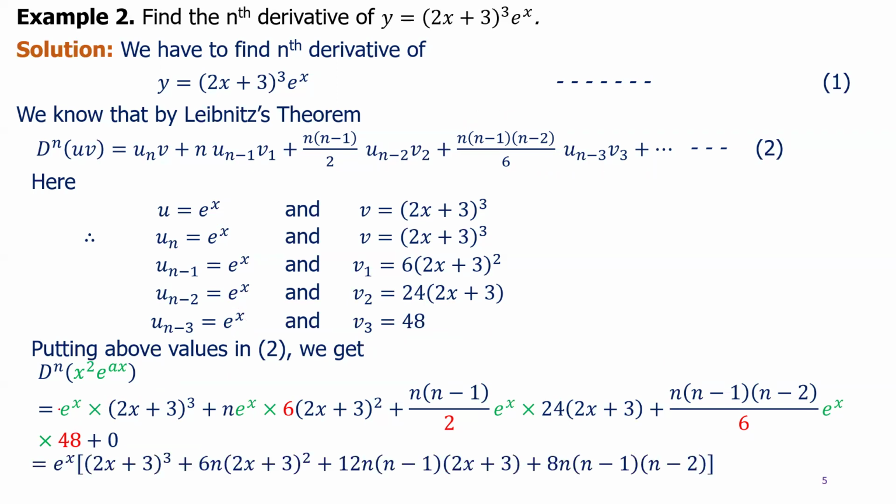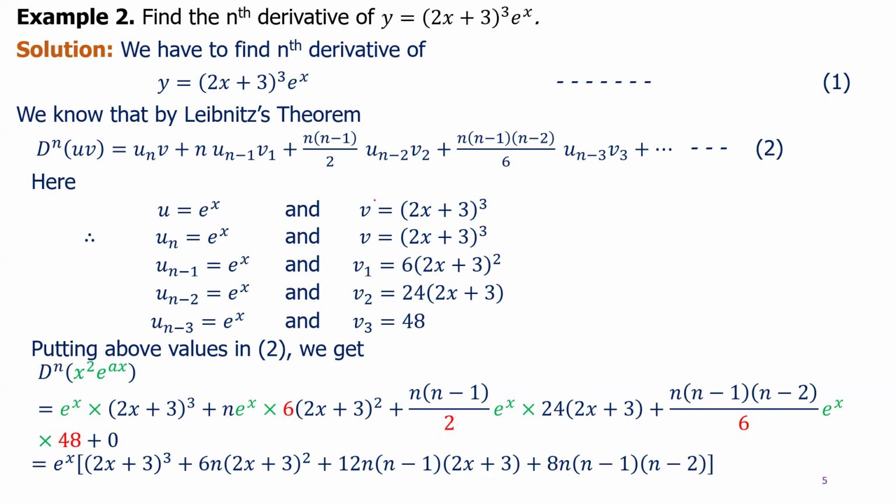Let us simplify this one. We have taken e to the power x outside because it is common in each and every term. Just look here, e to the power x, e to the power x, e to the power x. We have taken e to the power x common. (2x plus 3) whole cube is remaining in the first part. Here, 6n and (2x plus 3) whole square. Now this 2 and this 2 will be cancelled. 24 divided by 2 is 12. Therefore, it will be 12n into n minus 1 and (2x plus 3). And the last part, 48 divided by 6 is 8. Therefore, it is 8 into n into n minus 1 into n minus 2.